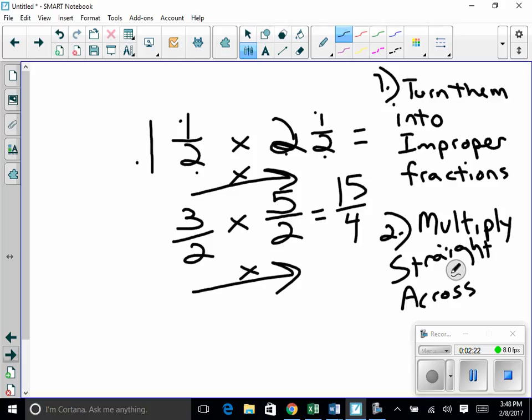Now, a lot of you think that you're done, but right there you're not, because we have to not leave it as an improper fraction and turn it back to a mixed number. So 4 goes into 15 3 times. That means that's 12, and then we have 3/4 left over. So 1 1/2 times 2 1/2 equals 3 3/4. Okay, let's try some more.